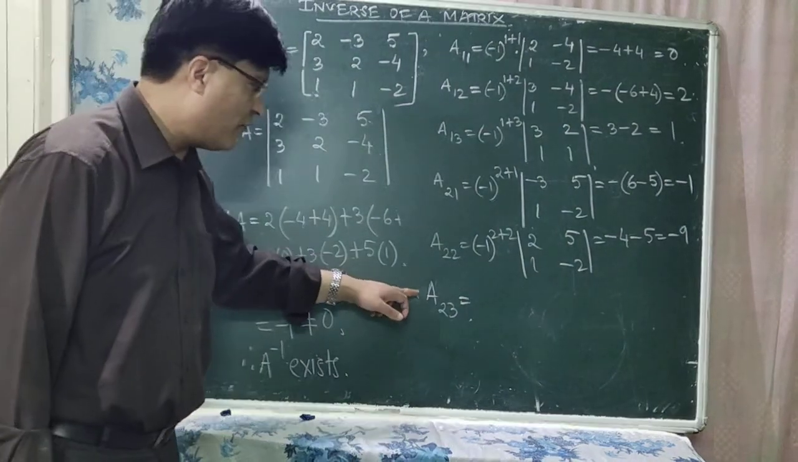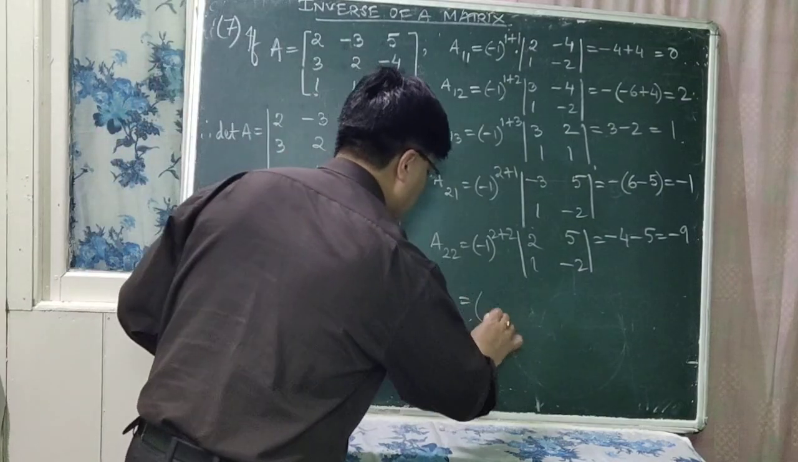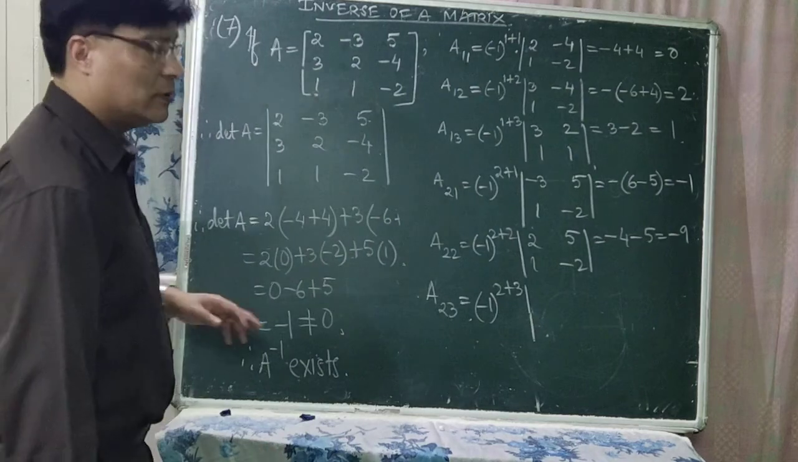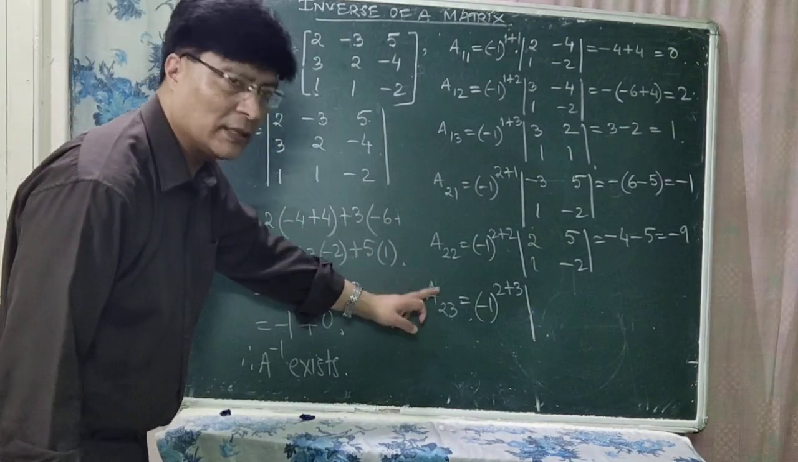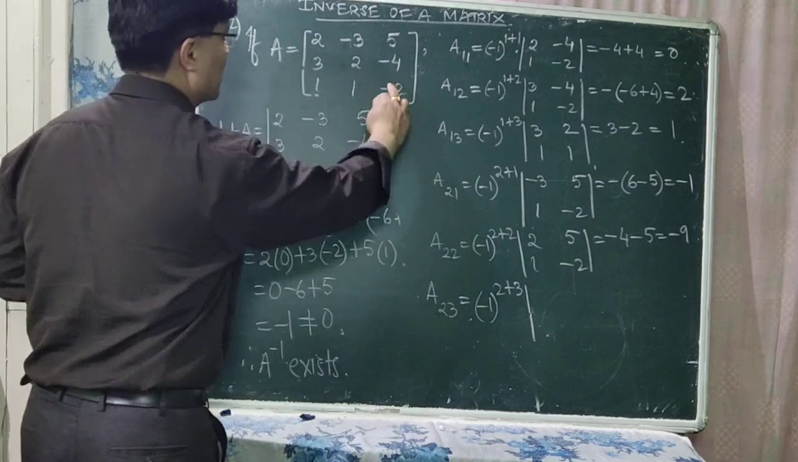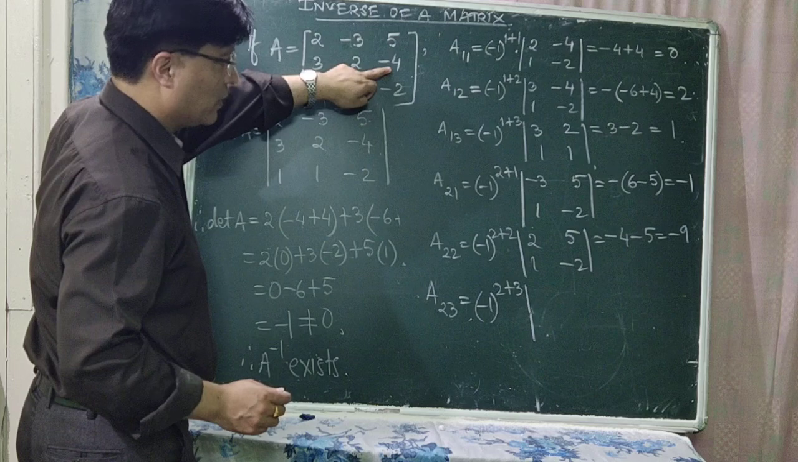Next, you have to find out A23. That means the cofactor of the element belonging to the second row and third column. So first of all, consider the sign minus 1 to the power 2 plus 3. Now, the cofactor of the element belonging to the second row and third column. That is minus 4. Right?